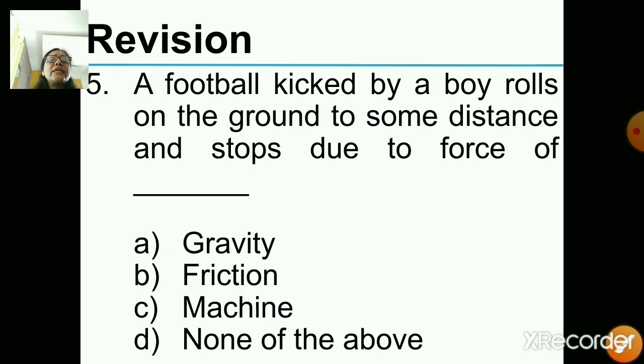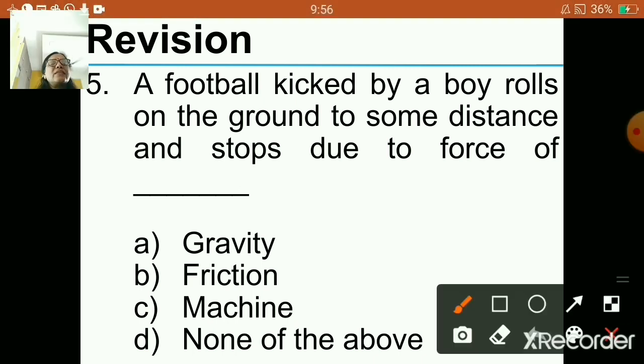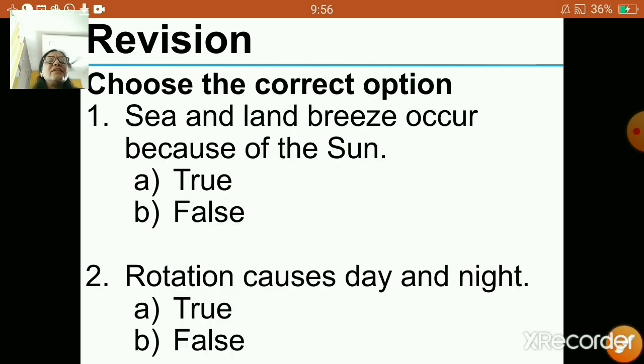Next one. A football kicked by a boy rolls on the ground to some distance and stops due to force of dash. Think over it. I read the options: gravity, friction, machine, none of them. Very good. It should be friction. Okay, fine. Next one.